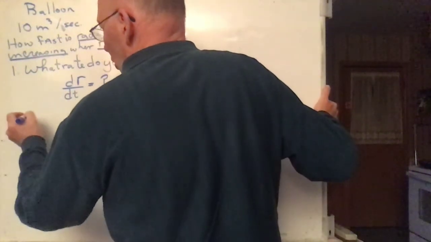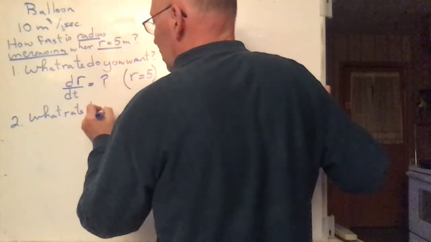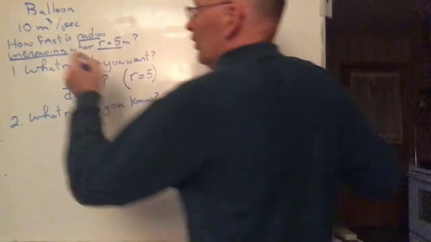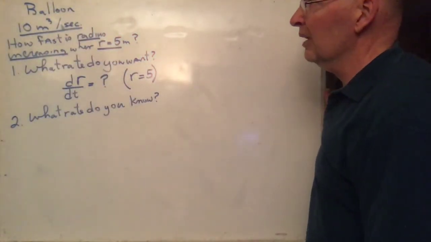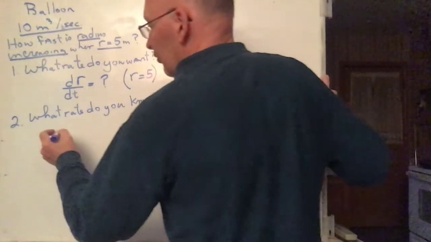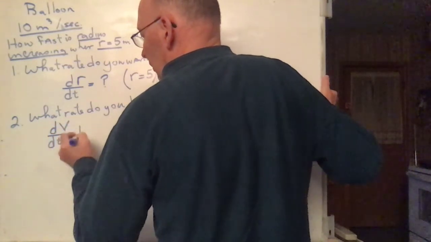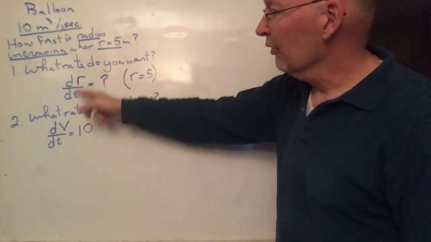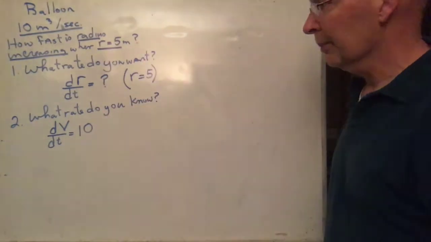Second question. What rate do you know? In this case, we know that the balloon is being inflated at 10 cubic inches per second. That means the volume is increasing at 10 cubic inches per second. So the rate we know is dV/dt, where V stands for volume. Okay, R is the radius and V is the volume. And I won't put the units in here as long as we understand them from the problem.